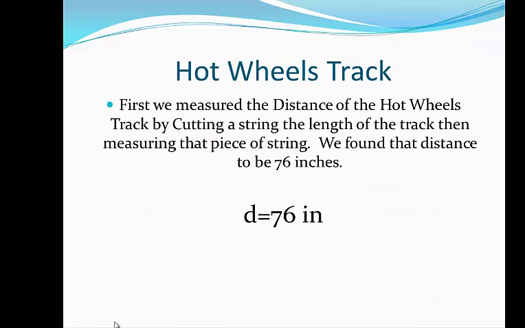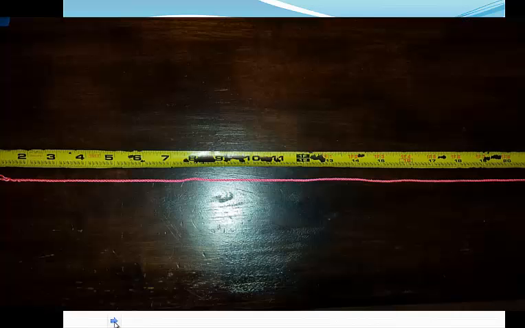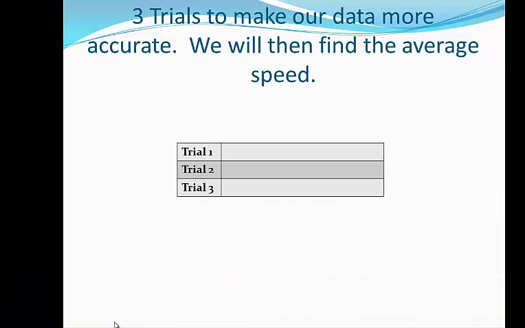So the first thing we did was measure the distance of the Hot Wheels track. What I did was I took a piece of string and laid it on the Hot Wheels track, cut it to length, and then measured the piece of string. I found the distance to be 76 inches. We will do 3 trials to make our data more accurate. Then we will find the average of those 3 trials, and that will give us time. Okay?